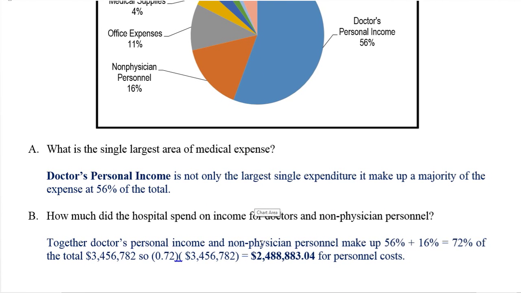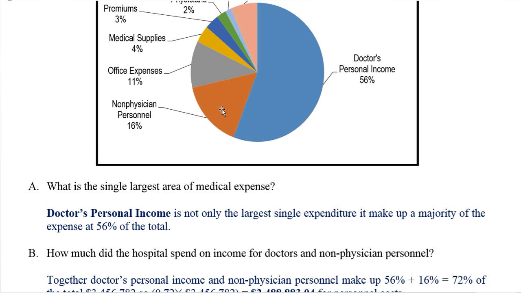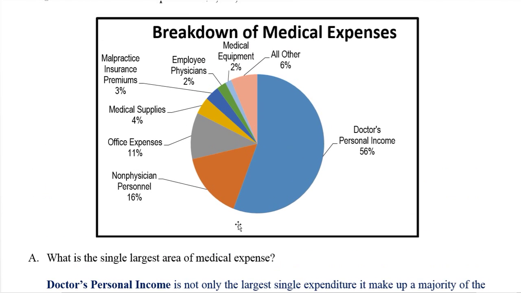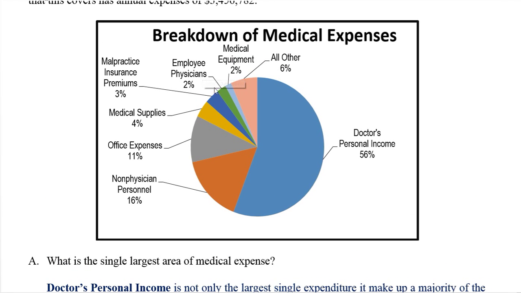Okay, and so we add those together. I'm saying it was only these two. So if we add those two together, 56% plus 16%, 72%. That's 72% of the total. So you take that total times 72%, make it a decimal, and we get this much is spent for personnel cost. If this employee positions is personnel cost, then we got even more.